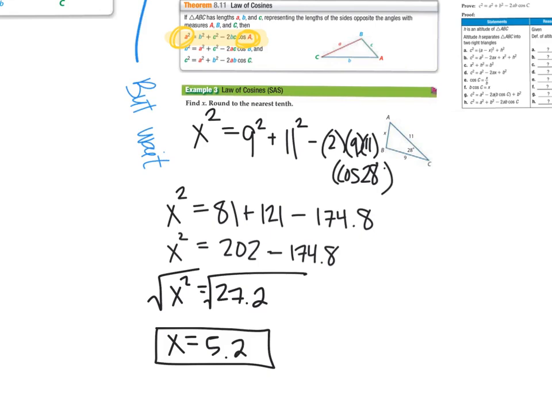I'm going to just double check and make sure that my answer makes sense. I'm going to look at the picture. Yeah, x was a side length, and I can see that the other side lengths are 9 and 11, so getting an answer of 5.2, that makes sense.